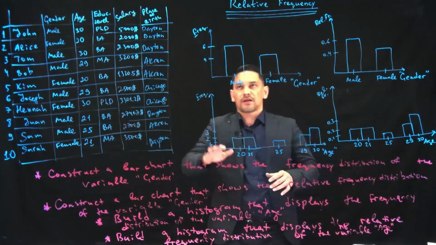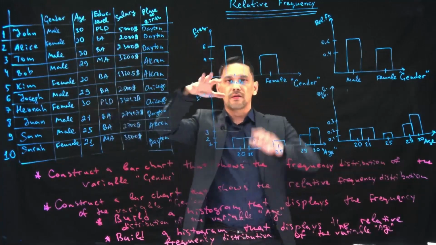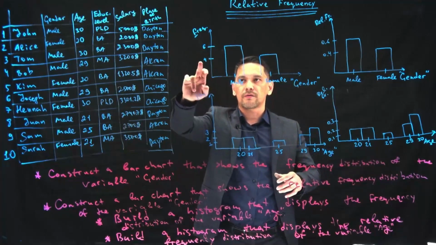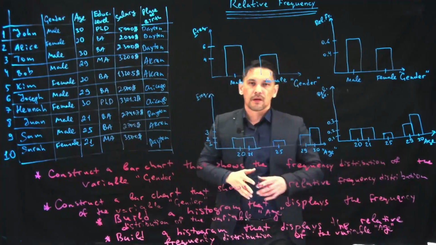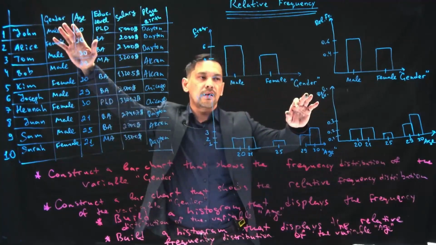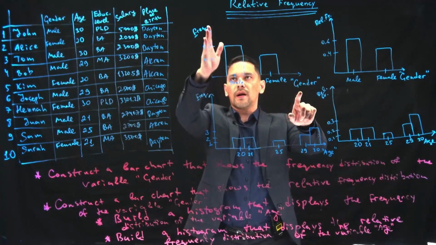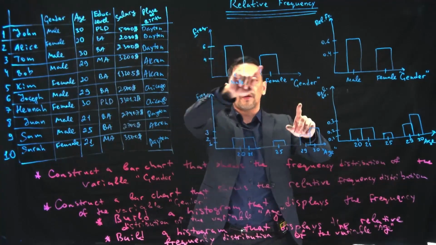Now, let's imagine that I built a bar chart that shows the genders of my employees. I can see in this bar chart that 6 of the employees are males and 4 of the employees are females. Now, we know that this bar chart is showing the variable gender. The x-axis is showing the values of this variable, and the y-axis is showing me the frequencies for those values.